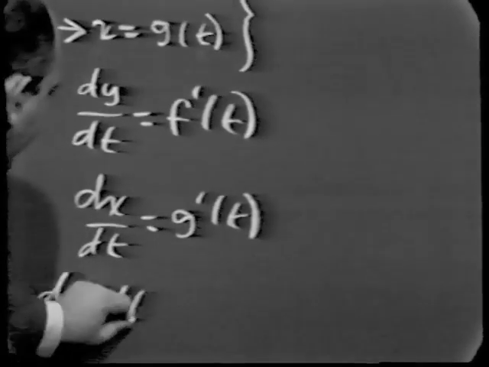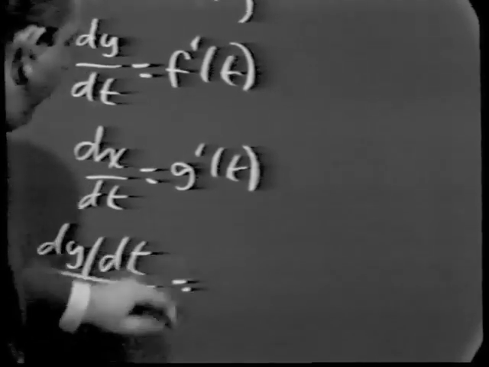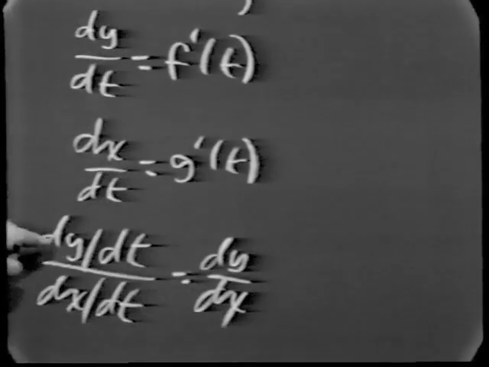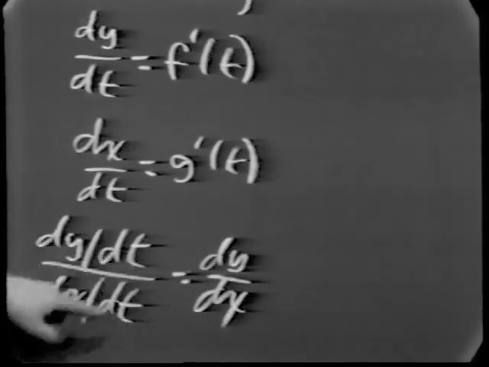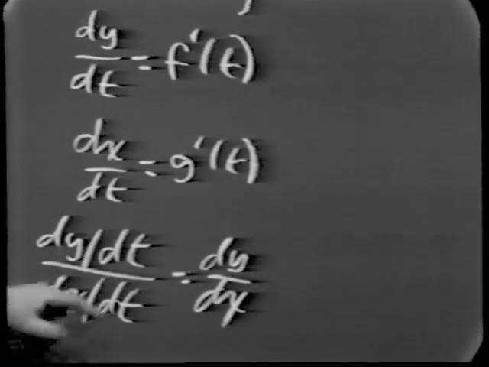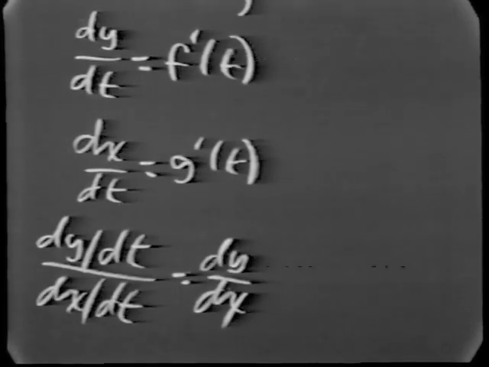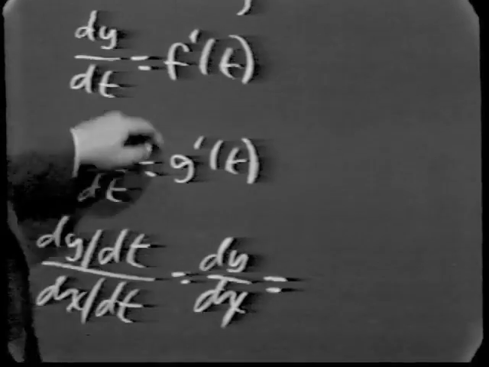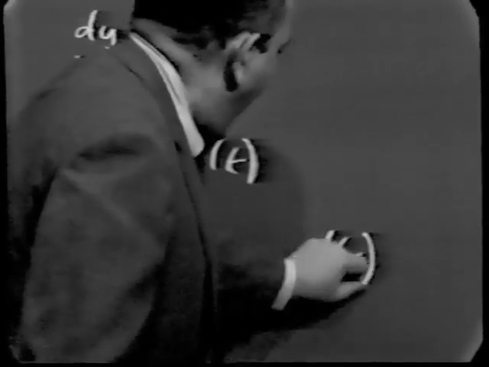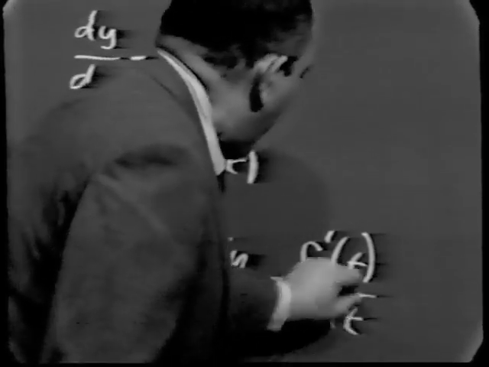That dy/dt divided by dx/dt would just be what? dy/dx. In other words, dy divided by dt divided by dx divided by dt, which is what this would say if this was in differential form, would just be dy/dx. In other words, we get the feeling that to find a derivative here, all we have to do is differentiate y with respect to t and divide that by the derivative of x with respect to t.